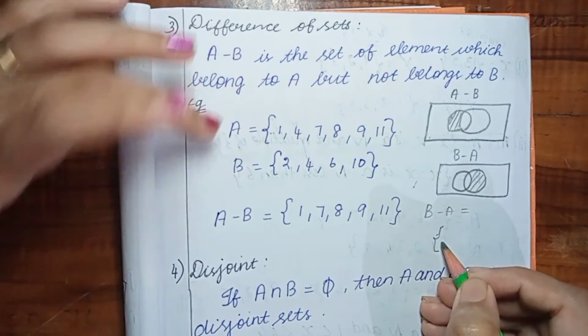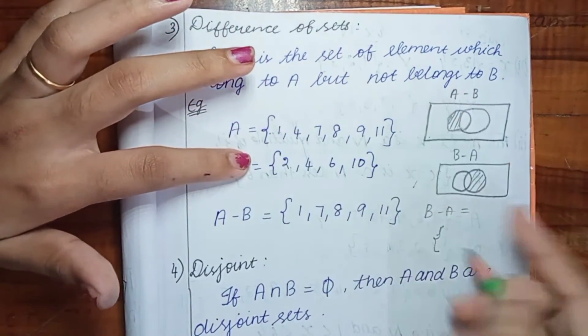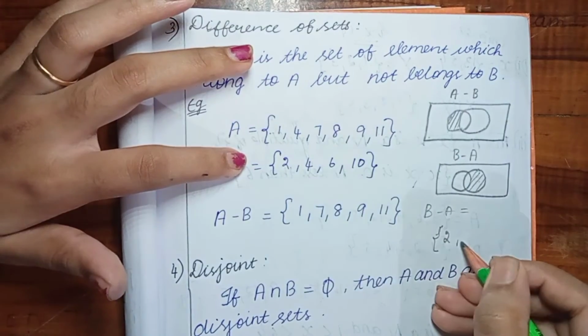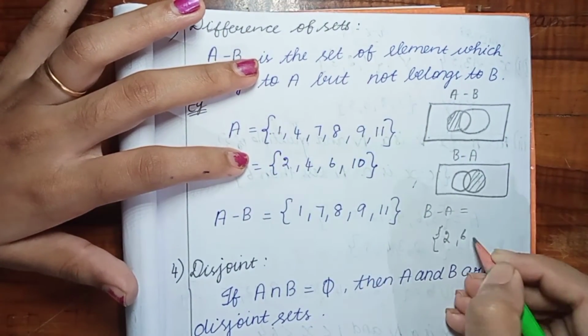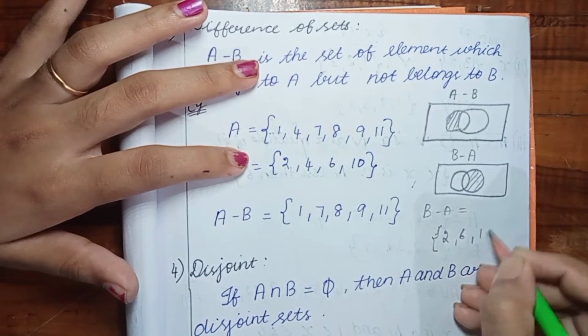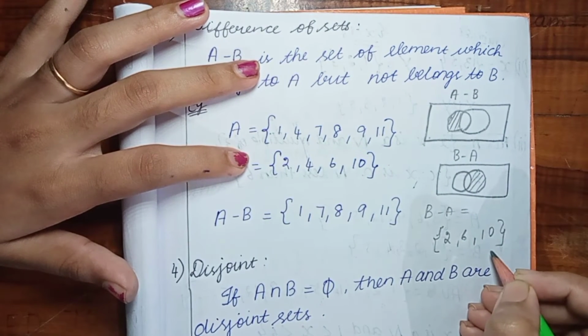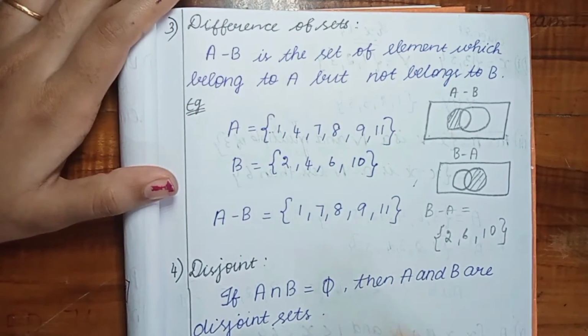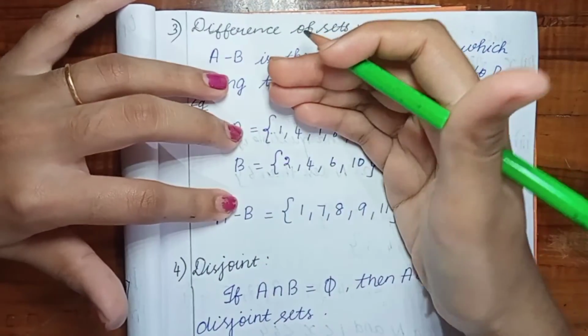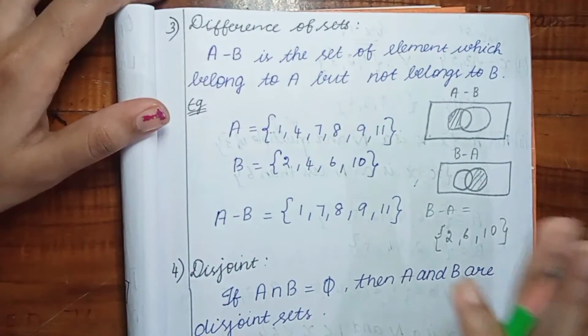So for example, if it is B minus A, how will you write? Every element of B but not in A, right? So 2 is not here, so you will write it. 4 is here, so you will not write 4. 6 is not here, so you can write 6. And 10 is not here, you can write it. Okay. Understood? This is the difference of sets. If A minus B, every element of A, but it should not be there in B. Okay.